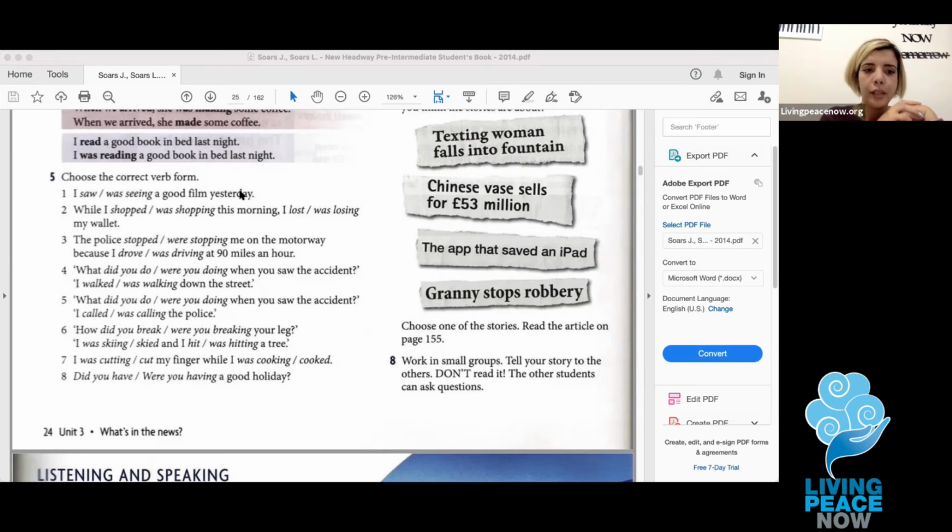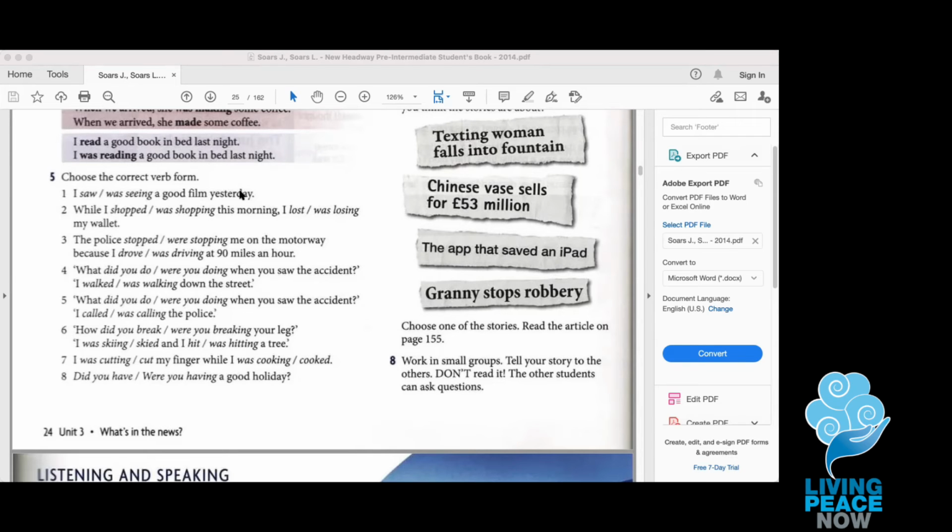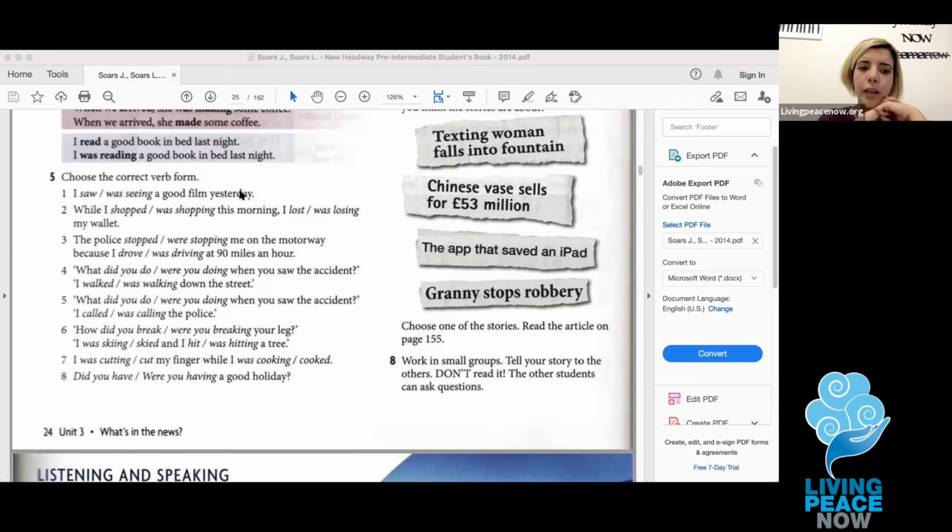Number 3. The police stopped or were stopping me on the motorway because I drove or I was driving at 90 miles an hour. The police stopped me. In the second one, I think I was driving.